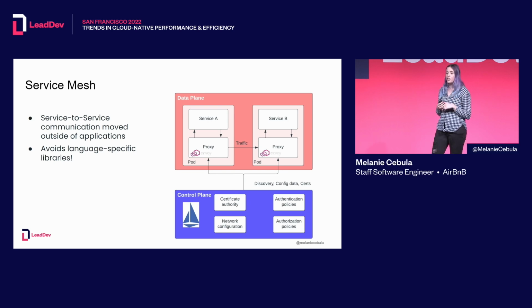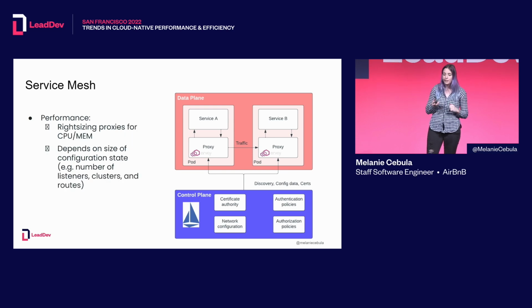The big change is moving service-to-service communication out of language-specific libraries into proxies, like you might be familiar with Envoy or Istio. Actually, who here uses Envoy? Okay, some people. These proxies generally live alongside the main container in a sidecar proxy container, and these proxies interact with the control plane to allow communication to take place. So this is service-to-service communication.